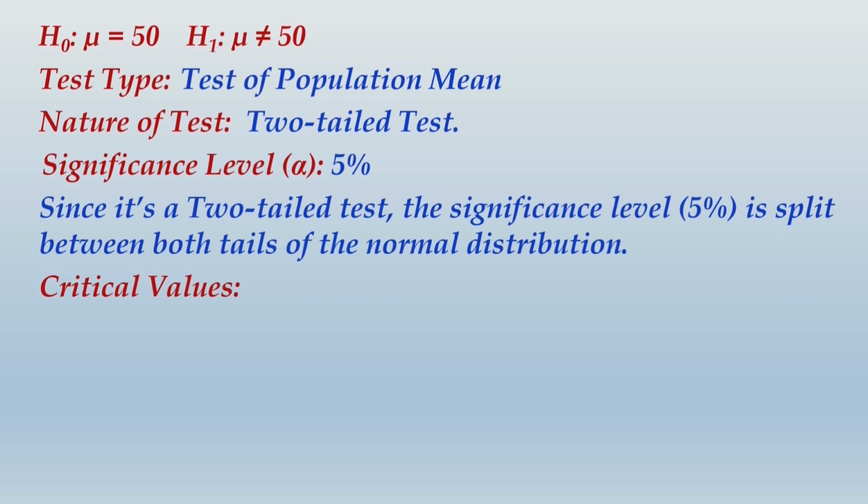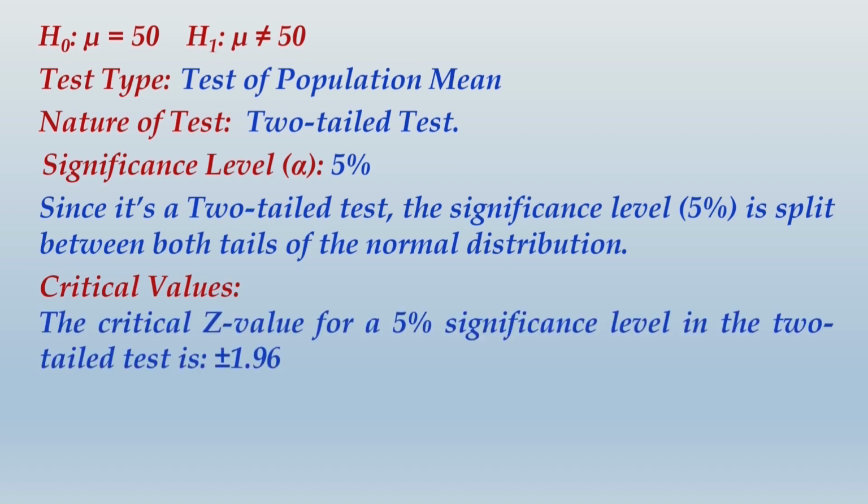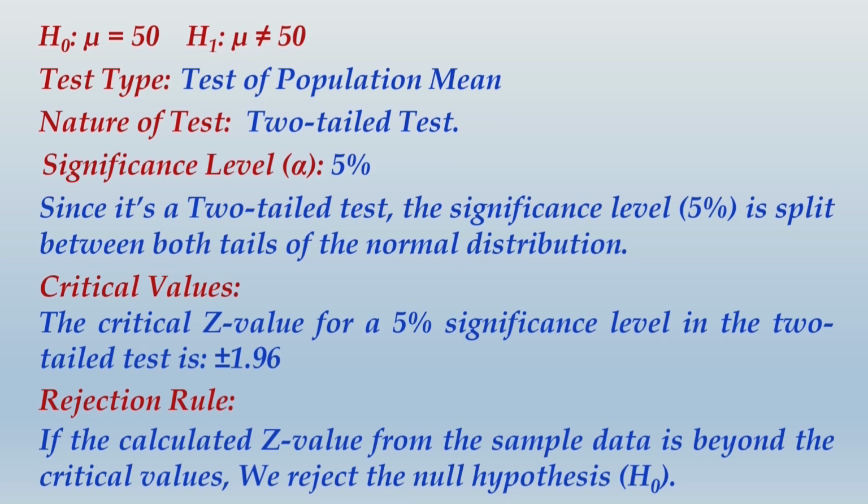So critical values, you know one thing, when it is a two-tailed test with 5% significance level, the critical values will be positive and negative 1.96. So critical values fall on both the tails, negative 1.96 as well as positive 1.96. So the style of writing over here could be plus or minus 1.96 because both the values are critical. Rejection rule. If the calculated Z value from the sample data is beyond the critical values, we reject the null hypothesis, that is H0. So please write up this much and then I take you ahead.